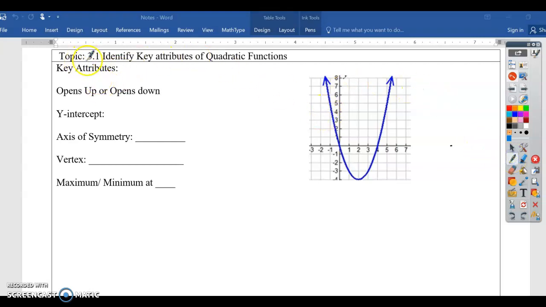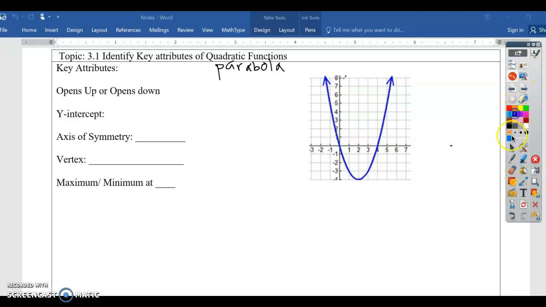So today we're going to move on to a different topic, and this is topic 3.1. We're going to identify key attributes of quadratic functions. So we're still dealing with equations, we're just now dealing with a quadratic equation. And quadratic equations are this U-shaped graph, or it's also called a parabola.